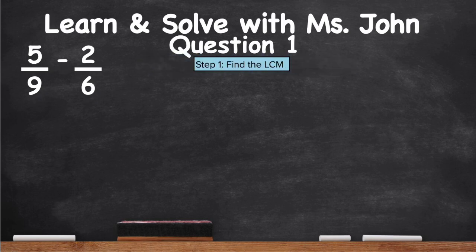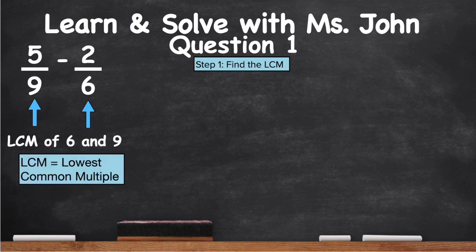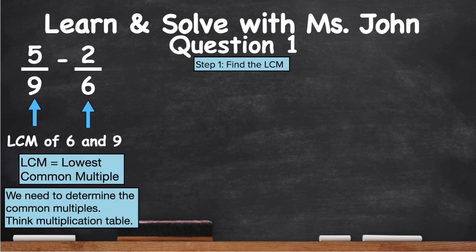So let's first do step number 1, find the LCM. So we're going to find the LCM of 6 and 9. So remember, LCM is the lowest common multiple. So that means we need to determine the common multiples that each of these numbers have. So think of the multiplication table.